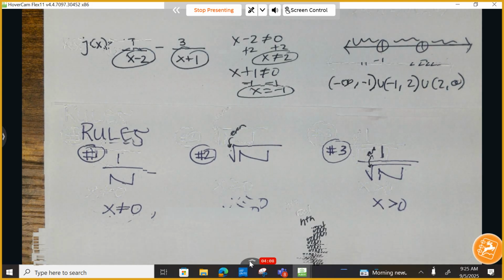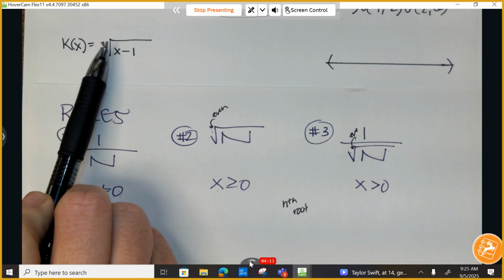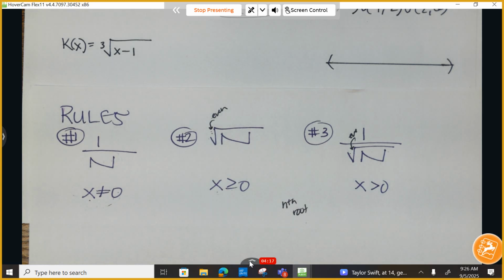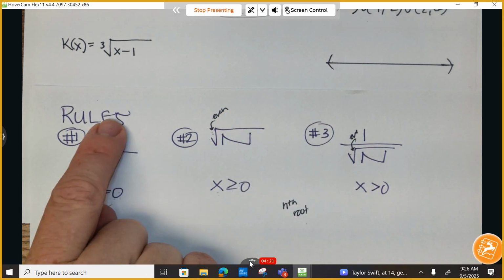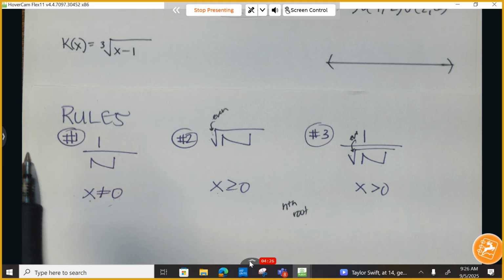This is starting to get tricky. You're looking, you're like, oh, I see a radical, so it's either going to be rule 2 or rule 3. But this nth root is not even, it's a 3. It's called the cube root. That means rule 2 and rule 3 do not apply. And then for rule 1 to apply, we'd have to have a variable in the denominator, which we don't have. So rules 1, 2, or 3 don't apply.